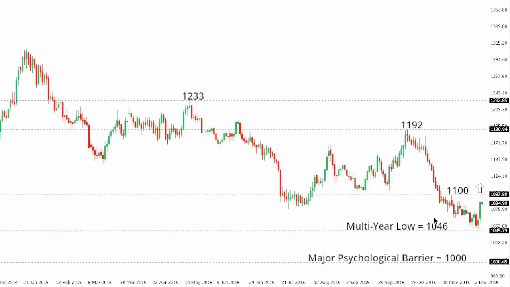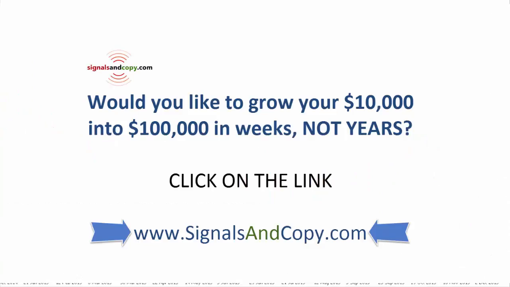Gold. So gold is finally showing some signs of a base after the market traded down to a fresh multi-year low last week at 1046. At this point, though, the market will need to establish back above 1100 to officially take the pressure off the downside and open the door for a more significant rally in this market. Inability to establish back above 1100 would suggest that the market is still favoring the downside, which could expose an eventual drop below 1046 towards major psychological barriers at 1000 further down.